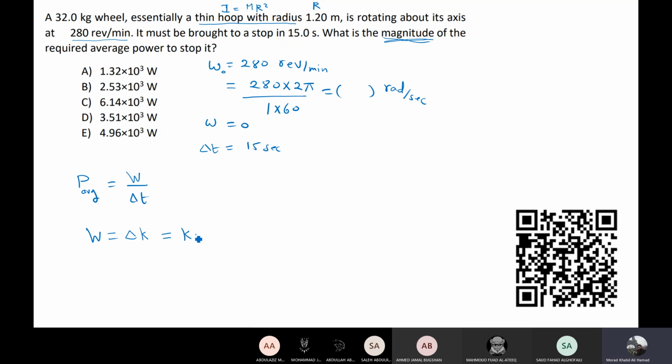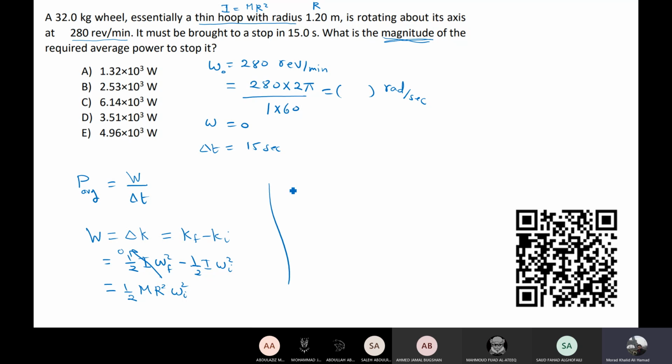And this is equal to K final minus K initial, which is equal to half I omega final squared minus half I omega initial squared. Am I correct? Yes. Okay, omega final is equal to 0, so this one is equal to 0. So work is equal to minus 1/2 I omega squared, and I is given, so instead of I I will put m r squared omega initial squared. This is the work.